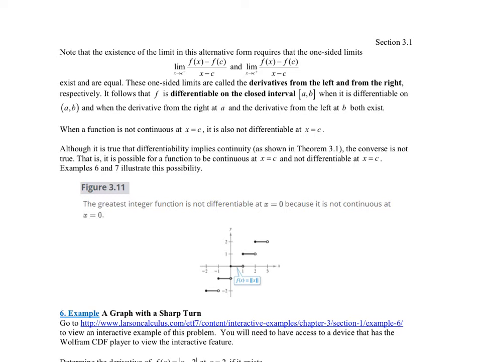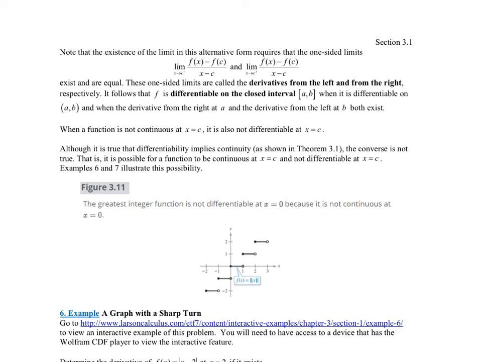When a function is not continuous at x equals c, it is also not differentiable at x equals c. So that's something that's important. Not continuous means it's not differentiable. Okay, differentiable means continuous, not continuous means not differentiable. It says, although it is true differentiability implies continuity, so if you can find the derivative, you know it has to be continuous, the converse is not true.